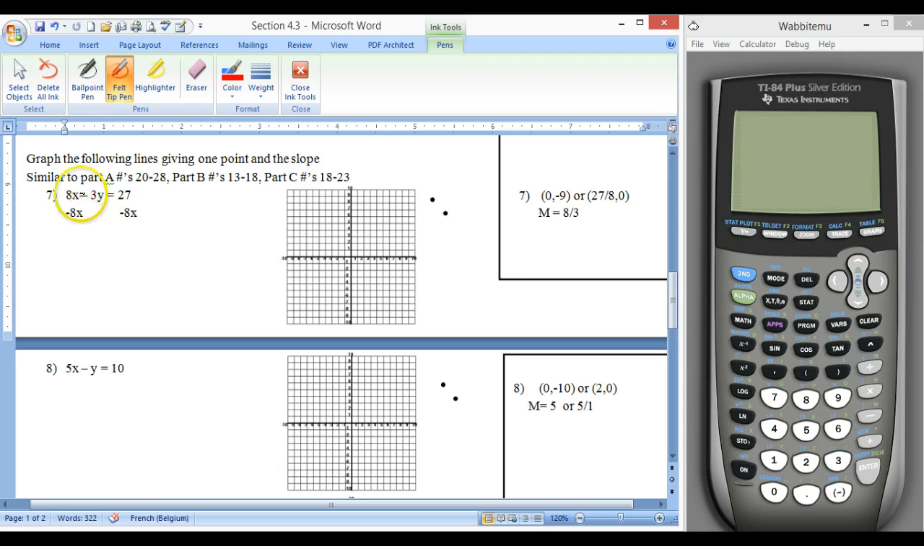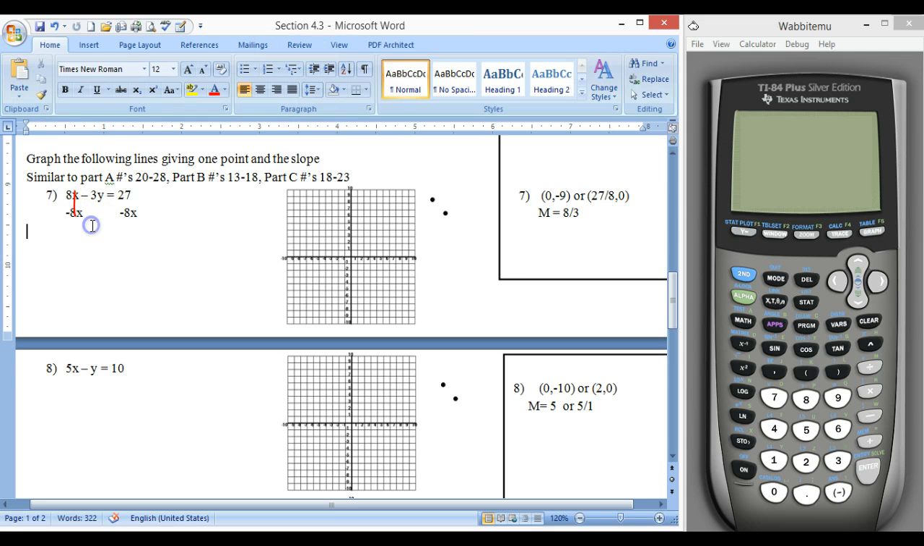On the left side, the 8x cancels, and so I'm left with negative 3y. Then, because I'm looking for slope-intercept form, the negative 8x must come before the 27, so minus 8x plus 27. And then finish isolating the y by dividing every single term by a negative 3.